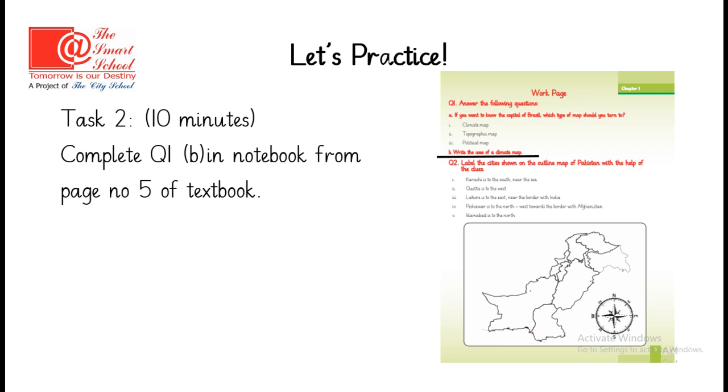I hope you have understood the types of maps discussed today and you are going to practice reading these maps. So, have a good day.